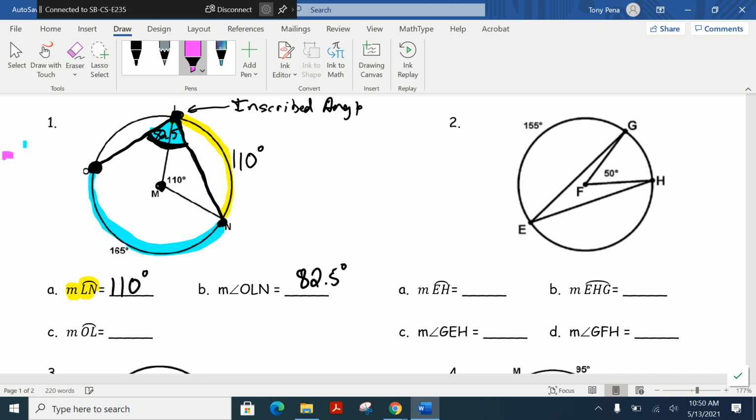Okay, Amy, got that? All right, what do you think, Jake? Yes, good. Jake says 85. That is correct. How'd you get that, Jake? All right, so at home he said he added 110 and 165. So basically he added the yellow arc and the blue arc to get 275.